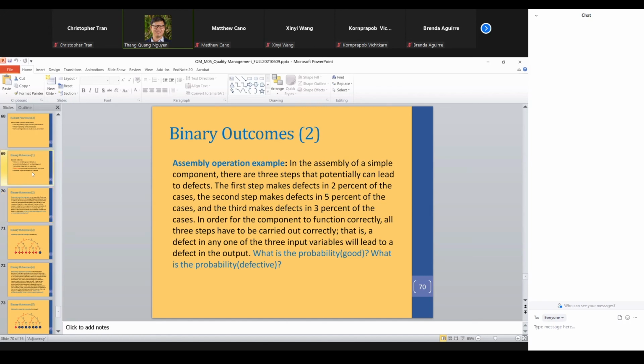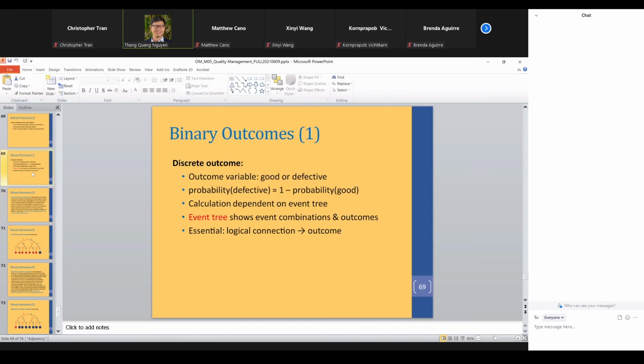So it's about the binary outcome. I'm sorry, that's slide 69, the first slide of this binary outcomes topic. So why do we talk about binary outcomes? For example, in the manufacturing process, they manufacture this keyboard right here, right? So I hope it shows the virtual background, make it kind of invisible now. It's tricky to show it, right? Okay, I hope you can catch a glimpse of it, right?